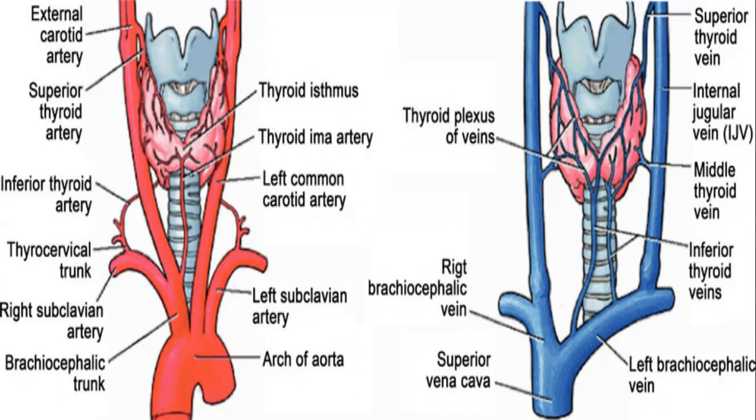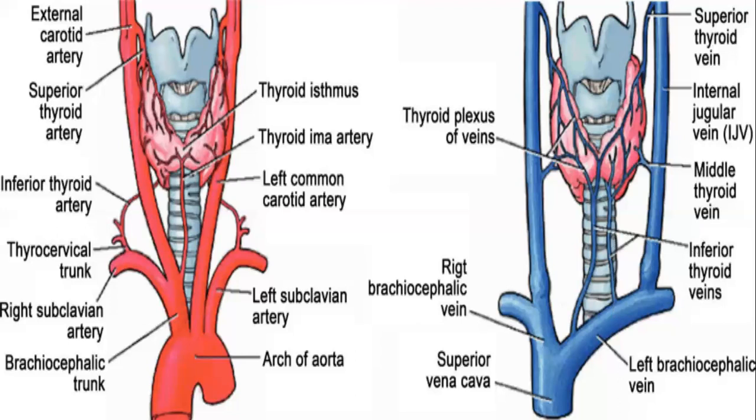The superior and middle thyroid veins drain into the internal jugular veins. So this is the internal jugular vein. Next, the inferior thyroid vein drains into the brachiocephalic vein. So this is the brachiocephalic vein, and this inferior thyroid vein drains into the brachiocephalic vein.